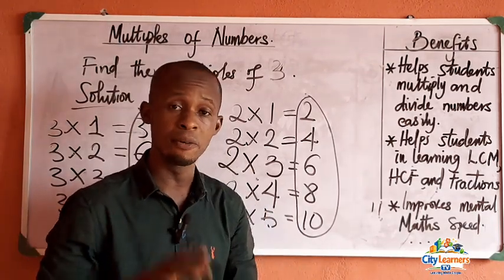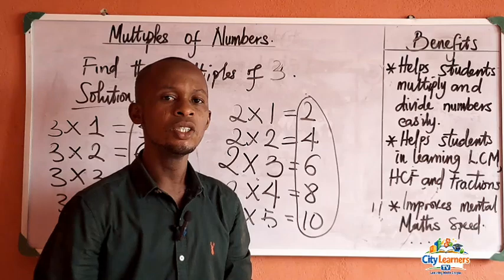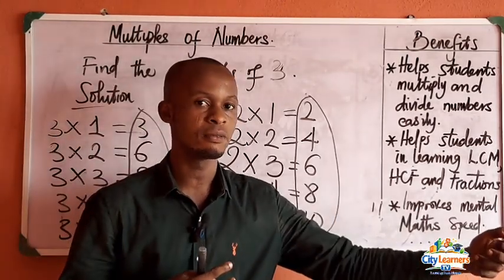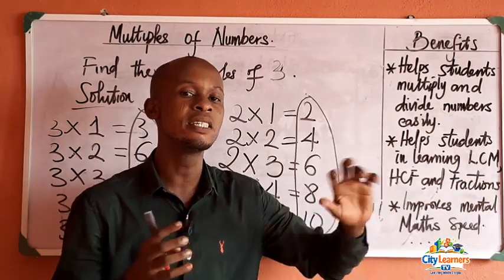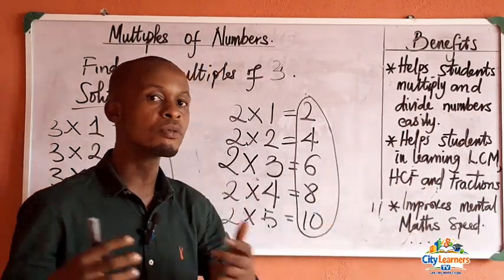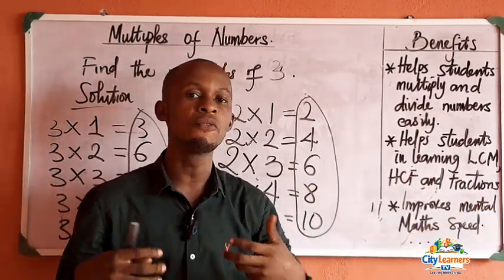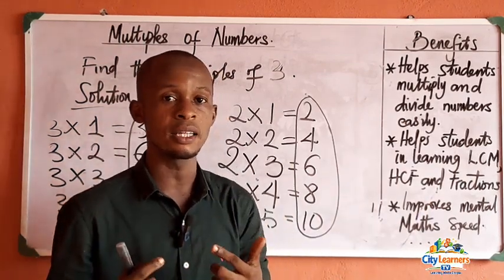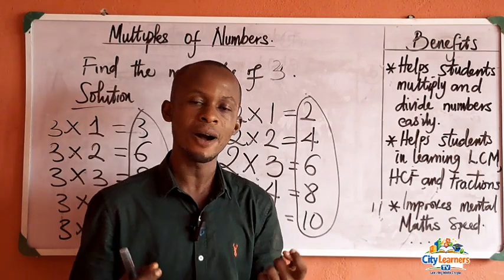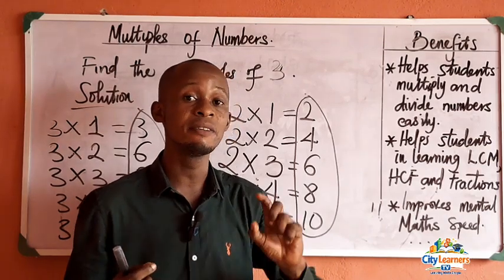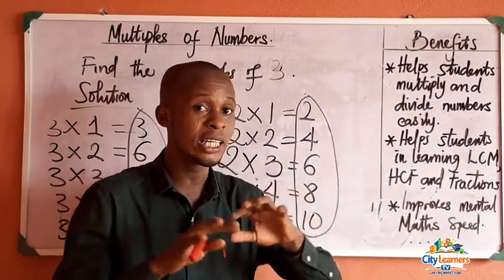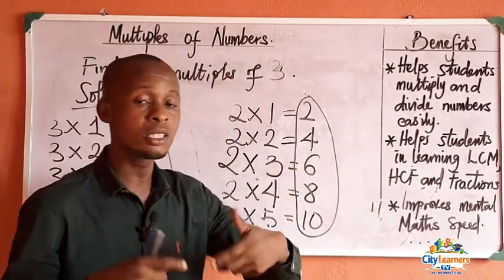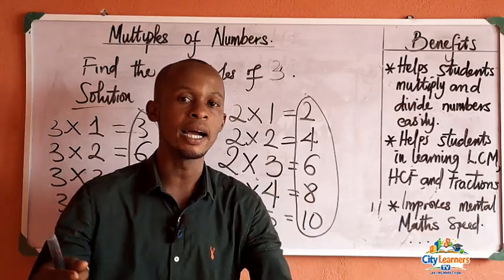And this is very important before I end the class. You need to know that multiples of numbers are not factors of numbers. Factors of numbers divide, while multiples multiply. That is why in my previous video, if you have not watched it, I want you to go and watch it. Factors are numbers that divide a given whole number without a remainder. So factors divide, but as for multiples, multiples multiply.